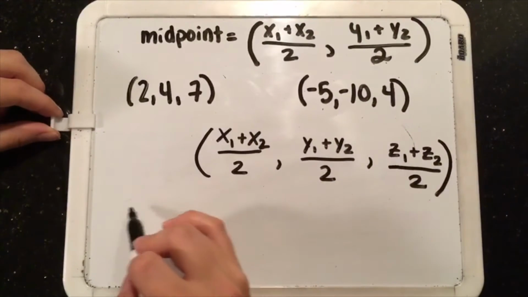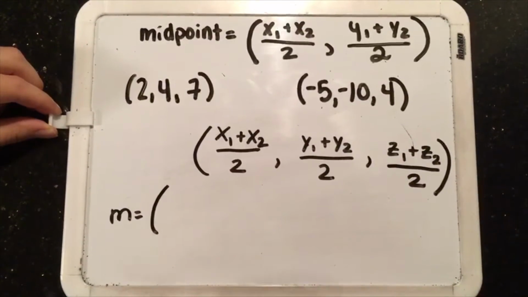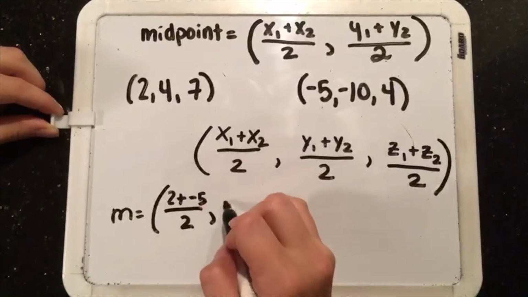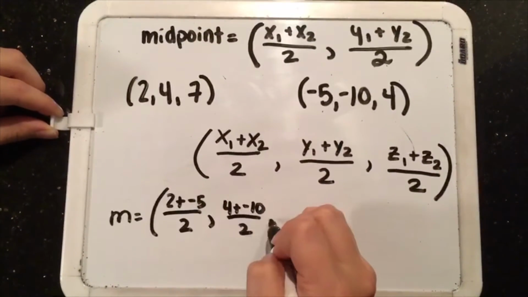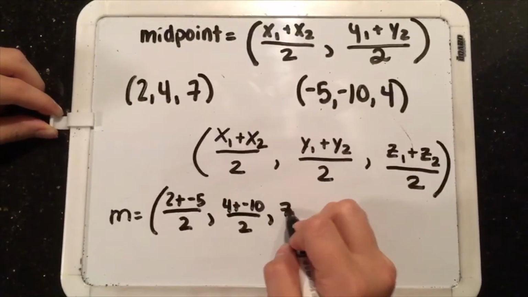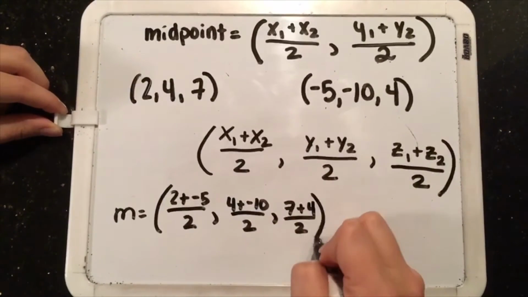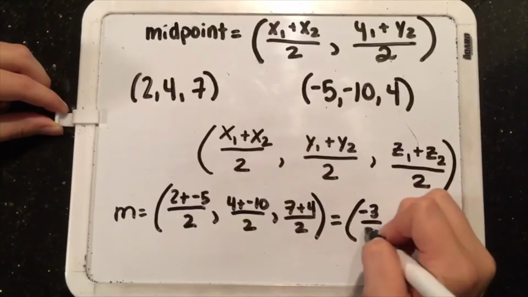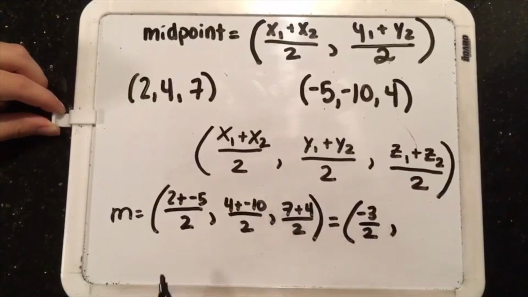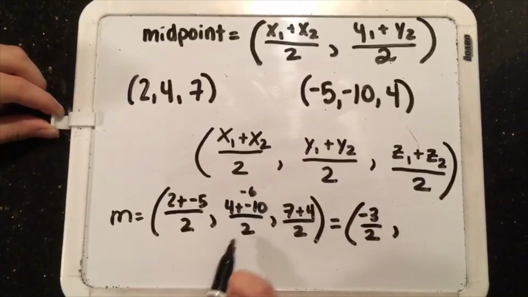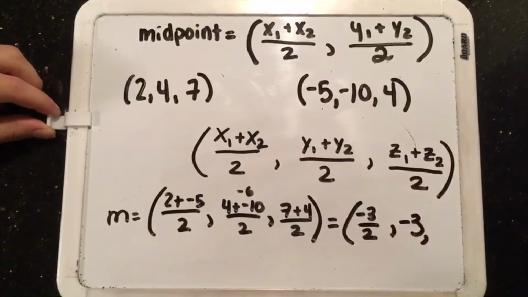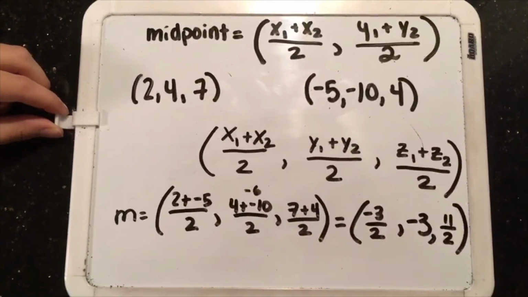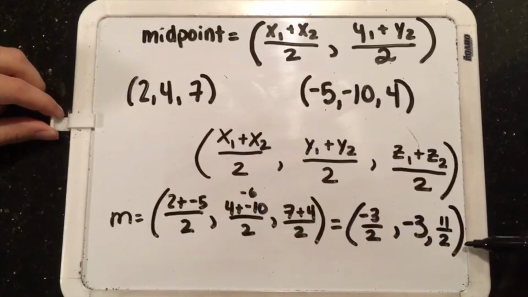So let's try this example. The midpoint is going to be the average of the x's, 2 plus negative 5 over 2, comma, average of the y's, 4 plus negative 10 over 2, comma, average of the z's, 7 plus 4 over 2. And if we reduce this, our first term, 2 plus negative 5, is negative 3 over 2. 4 plus negative 10 is negative 6. If we divide negative 6 by 2, we get negative 3. And our last term, 7 plus 4, is 11 over 2, which we'll leave as a fraction. And we have our midpoint of our two three-dimensional coordinate points.